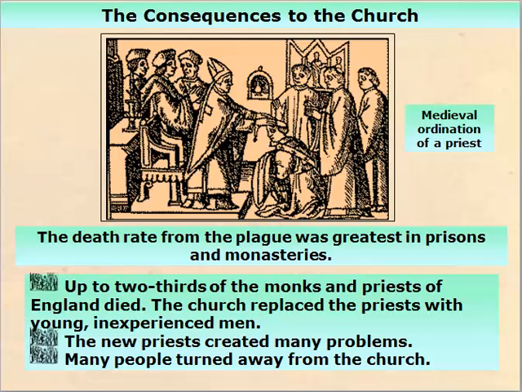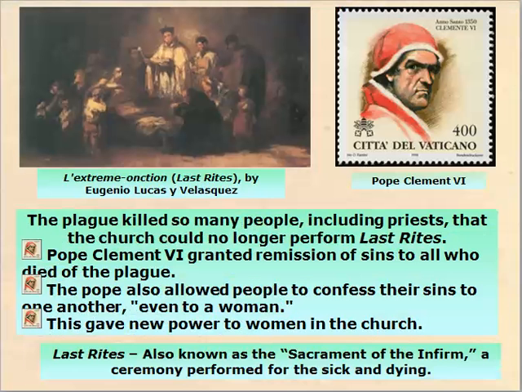Consequence to the church: the death rate from the plague was the greatest in prisons and monasteries. Up to two-thirds of the monks and priests of England died. The church replaced the priests with young, inexperienced men. The new priests created many problems. Many people turned away from the church.